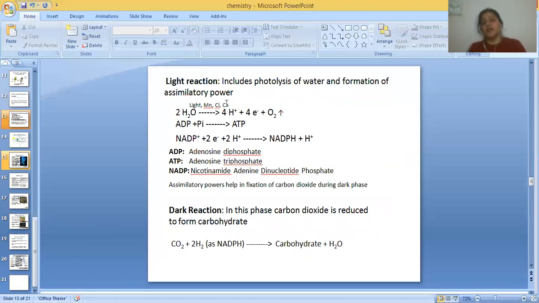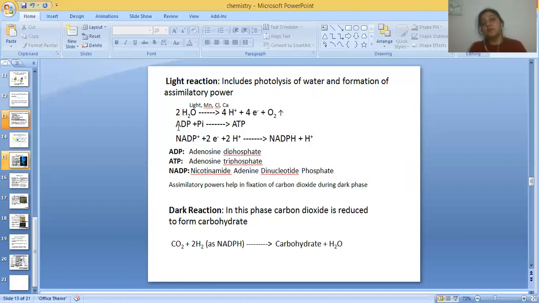So what is light reaction? As the name suggests, it takes place in the presence of light. It includes photolysis of water, where you're lysing water with the help of light, and formation of assimilatory power. What really happens? Two molecules of water give four protons and 4 electrons, and oxygen is released in this step. It takes place in the presence of minerals like manganese, chloride ions, and calcium ions.